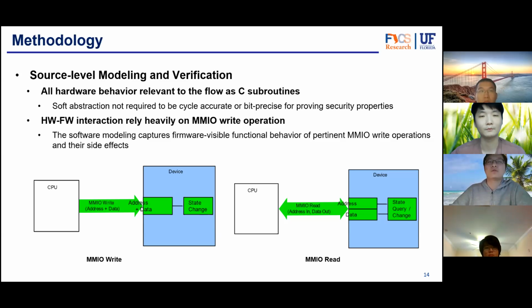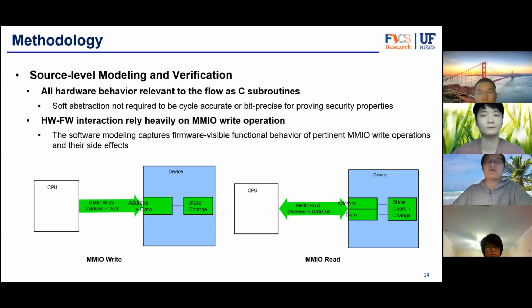The hardware-firmware interactions considered in this paper rely heavily on MMIO write operations, which stands for Memory Mapped Input-Output. The software modeling thus captures firmware-visible functional behavior of pertinent MMIO write operations and their side effects.